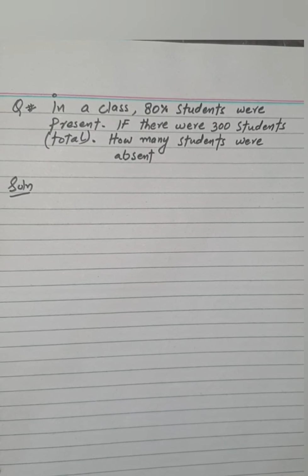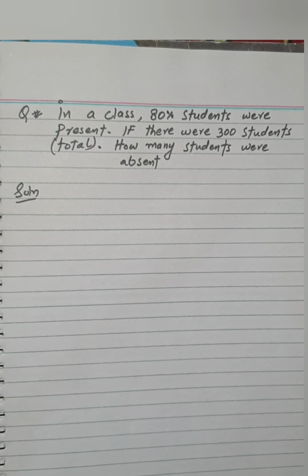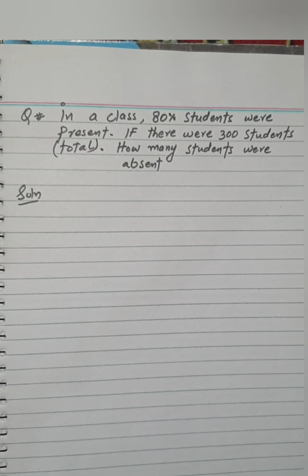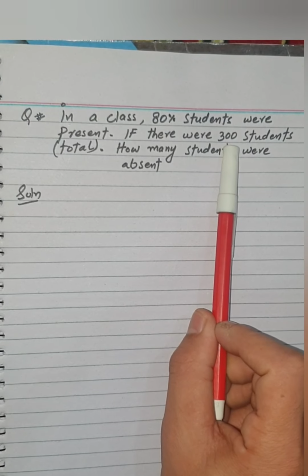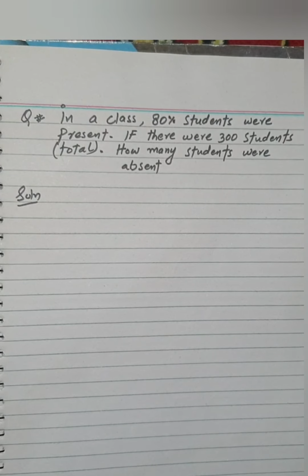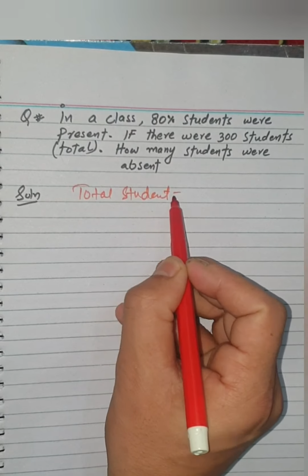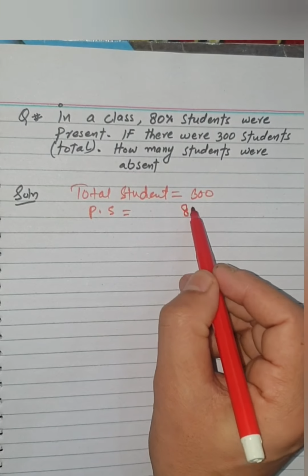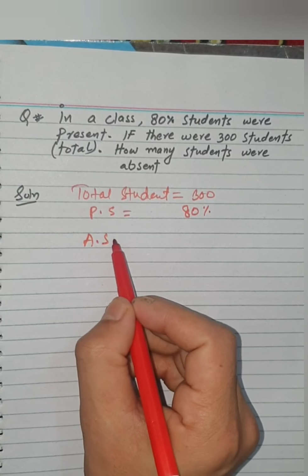Here is another question, which is somewhat tricky, and these are common questions asked in many examination papers. The question is: in a class, 80% of students were present. If there were 300 students in total, how many students were absent? This means that the class's total strength is 300 students, and the present students are 80%. We have to find the number of absent students.